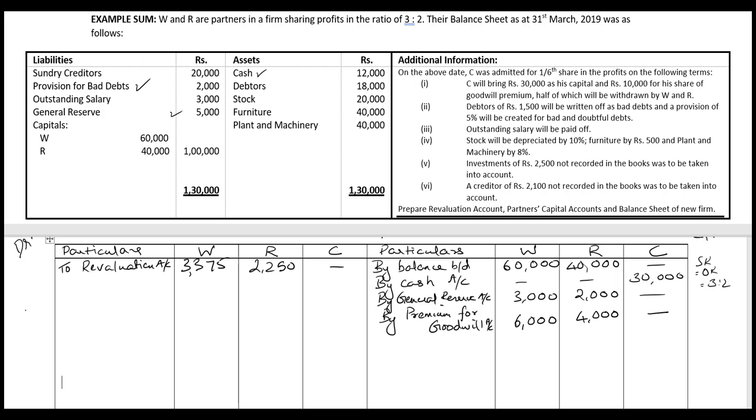The premium for goodwill has been withdrawn by the partners, half of which has been withdrawn. So by bank account for withdrawing the PFG, it's 3,000 rupees W has withdrawn and 2,000 rupees R has withdrawn. We have completed the capital accounts. We'll balance it.